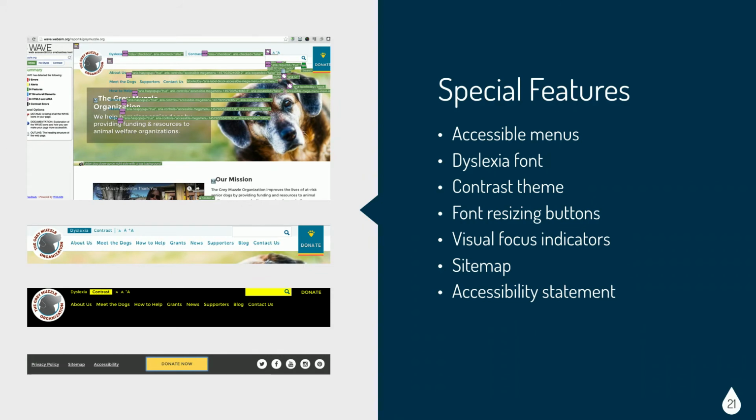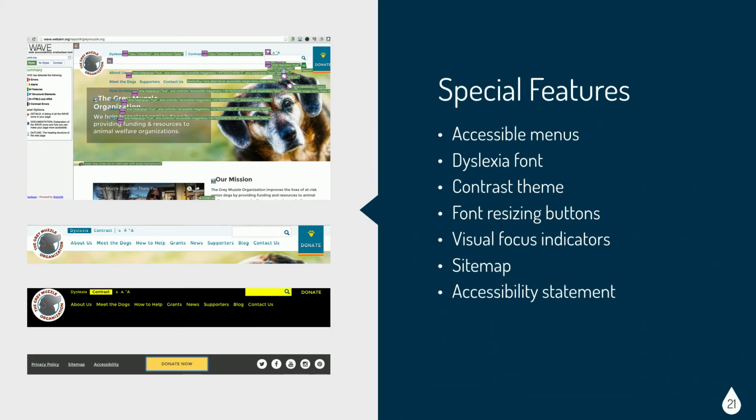The font resizing buttons: there are a lot of browsers and tools that already have that built in. But the reason why we used ours is to avoid some of those horizontal and vertical scrolls that you get when you do control plus, control minus, that sort of thing.